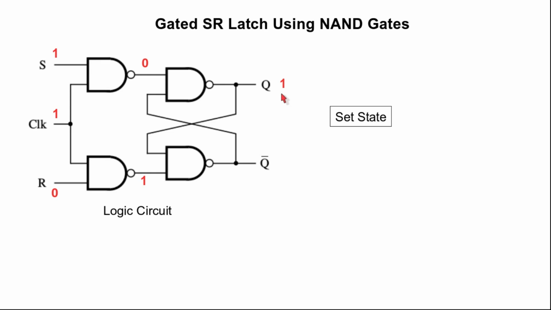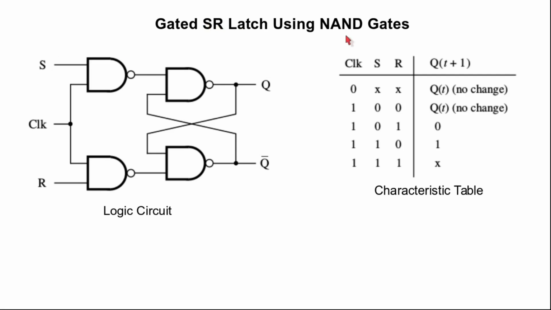And similarly, if you try it out, if you make S equal to 0, R equal to 1, you will see that we will go to the reset state. So now what we see is that although the basic SR latch using NOR gate and the basic SR latch using NAND gate had the opposite behavior, the gated SR latch using NOR gate and the gated SR latch using NAND gate have the same characteristic table. They are no longer opposite.